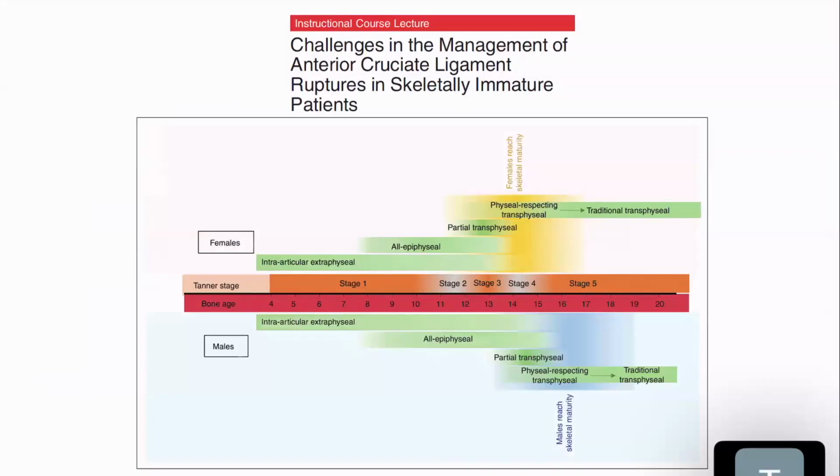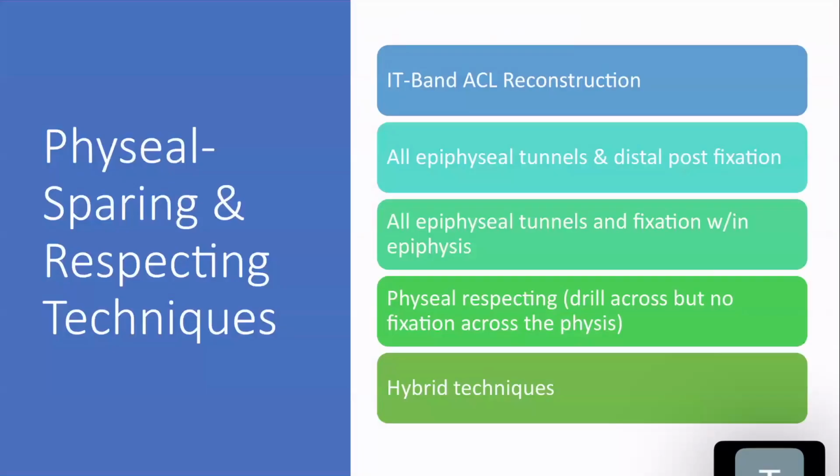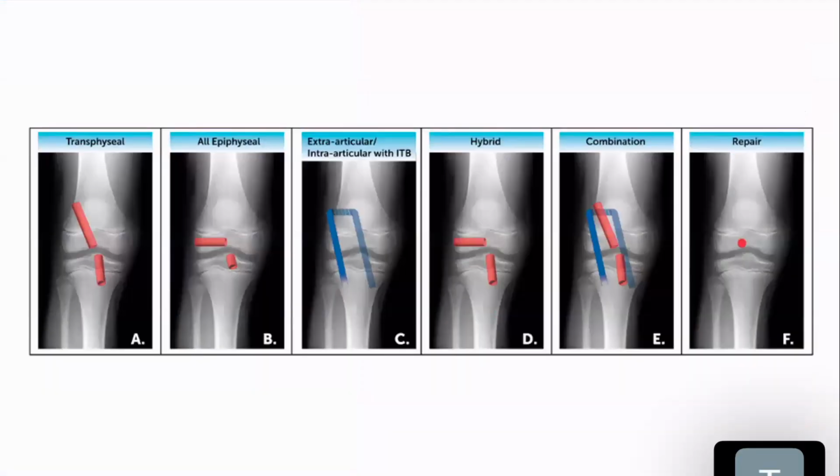This is just another algorithm that was created to help choose the best technique depending on sex, Tanner stage, and bone age. So again, there are various physeal sparing and respecting techniques with a variety of tunnel methods and approaches for fixation. And so this is a list of some different types, and I'm going to try to cover most of these. And this is just a visual of some of those techniques that I believe is on the AOSSM website.